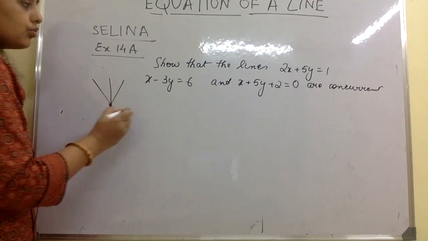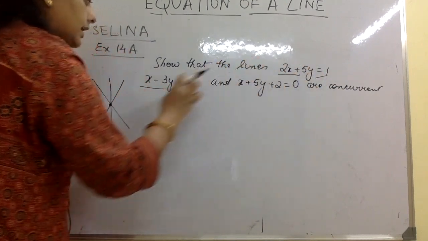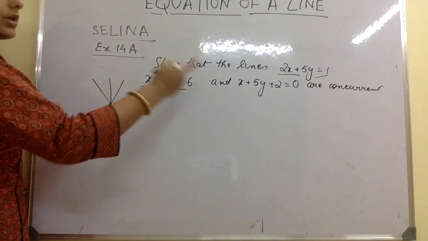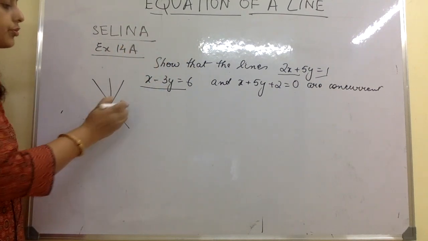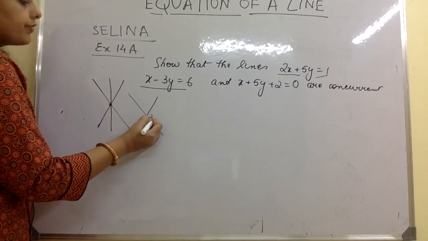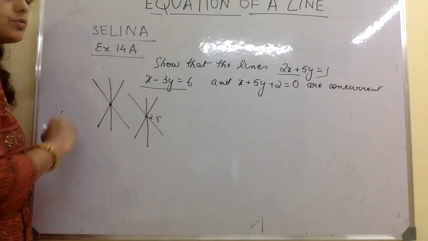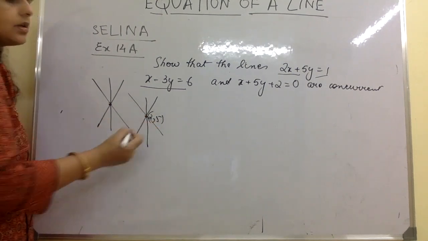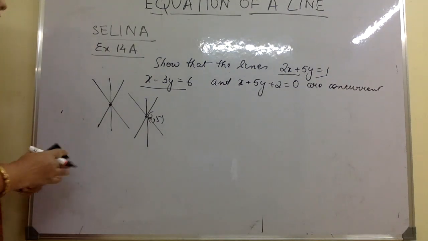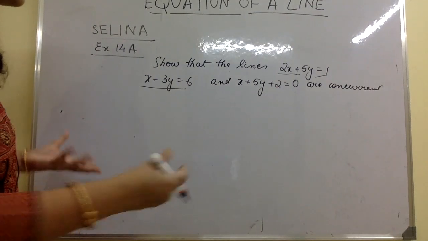I repeat, I'll try and find the point of intersection of this line and this line. I will get a coordinate. That coordinate should lie on this. Means if the point of intersection of these two lines is, say, 2, 5, then if the three lines are concurrent, the third line should also pass through 2, 5. That is what I am going to prove. So let's see. See how they have put concurrency in this chapter.